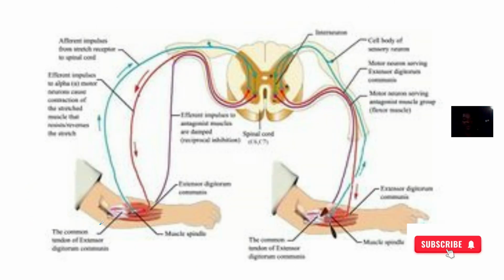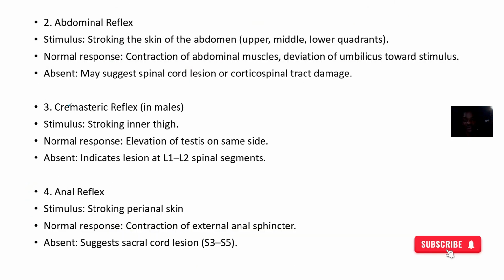So plantar reflex. Then we have the abdominal reflex. That one is for the abdomen. You stroke the skin of the abdomen. It could be upper, it could be middle, it could be lower. Okay, so if it is normal, there should be contraction of the abdominal muscles. Do you understand? But if it is absent, if the abdominal muscles do not contract, it indicates that there's an issue.